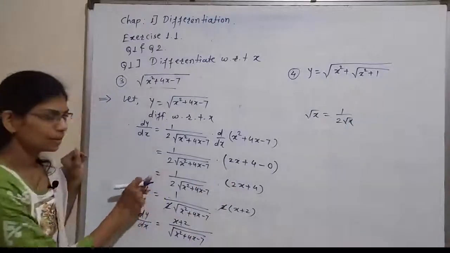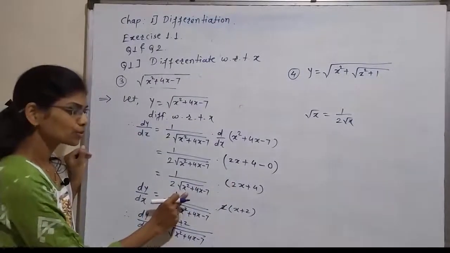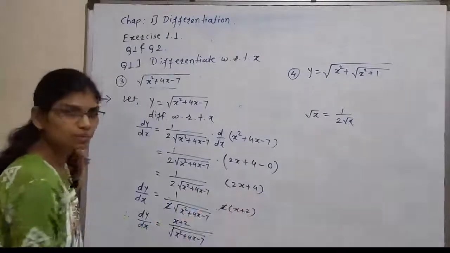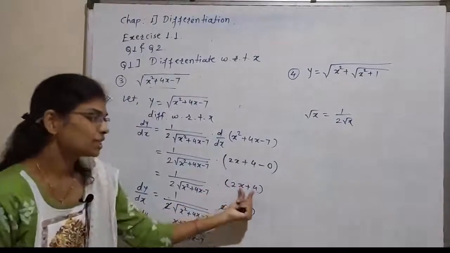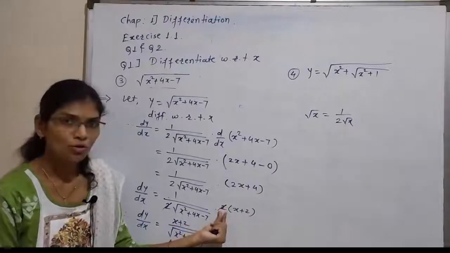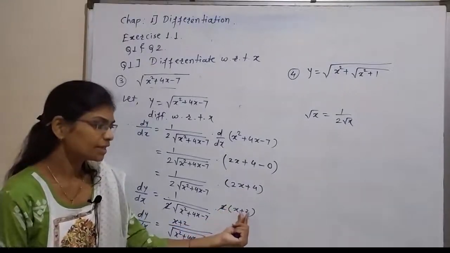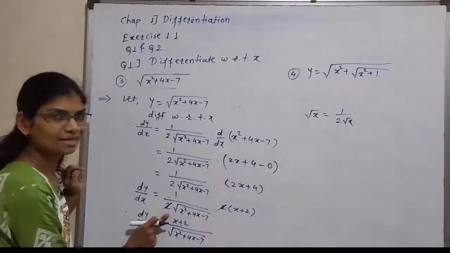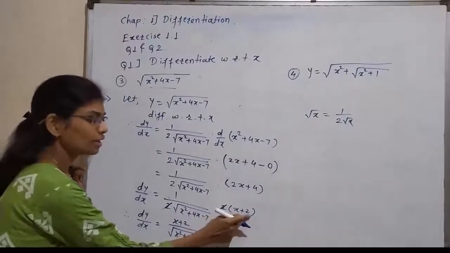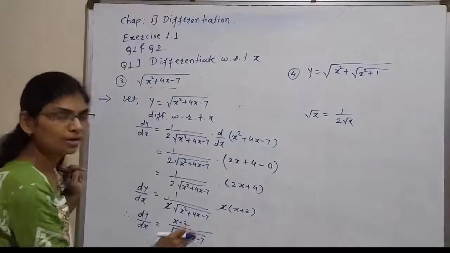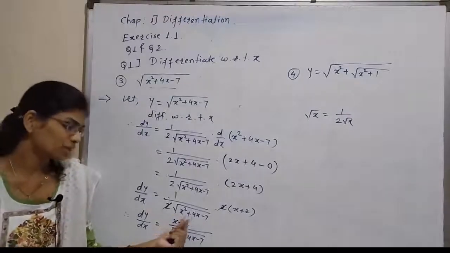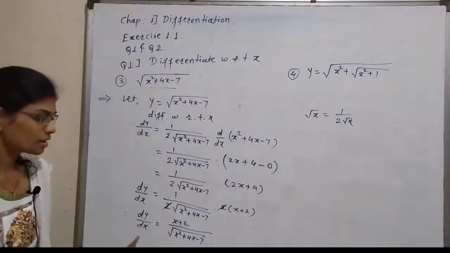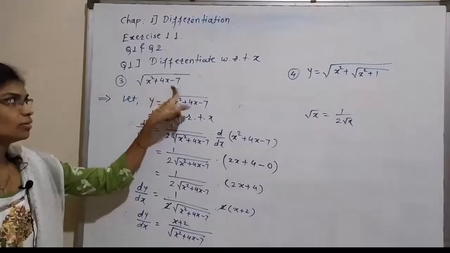Now at the next step, 1 divided by 2 into square root of x square plus 4x minus 7, multiplied by 2x plus 4. From these two terms 2 can be taken common, that is 2 in bracket x plus 2. From the numerator and denominator the 2 gets cancelled. That is why x plus 2 is in the numerator, and in the denominator the square root of x square plus 4x minus 7, and that is the derivative of the given function.